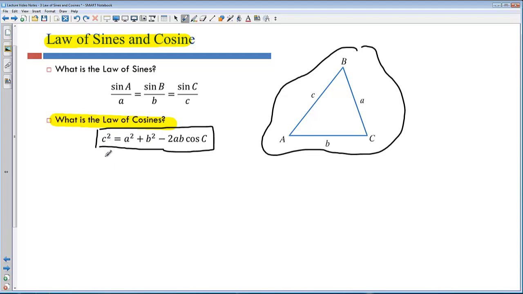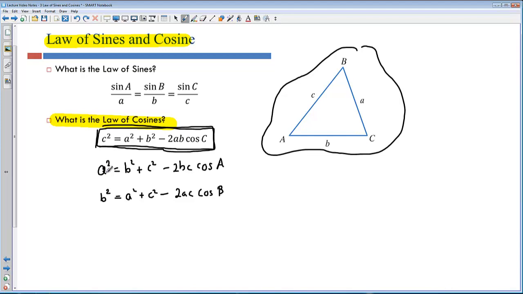For example, instead of c squared here, you could have a squared equal to b squared plus c squared minus 2bc cosine of angle a. Or you could start with b squared, which is equal to a squared plus c squared minus 2ac cosine of angle b. But in general, we just write down this one formula, knowing we could find these other two from it. All right, so let's talk about why this formula is actually true.